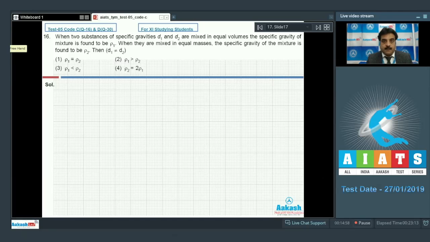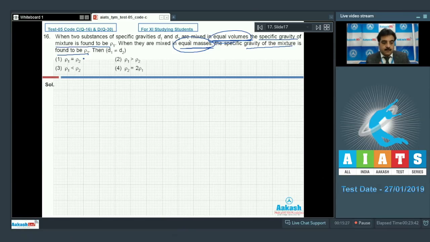In question number 16, two substances of specific gravity d1 and d2 are mixed in equal volume. This is a very important point. Equal volume in case 1, the specific gravity of the mixture is found to be ρ1. When they are mixed in equal masses, in the second case, the specific gravity of the mixture is found to be ρ2. Then we need the relation between ρ1 and ρ2.